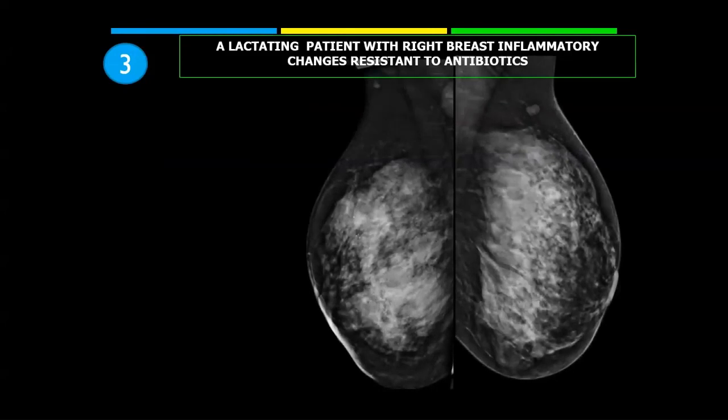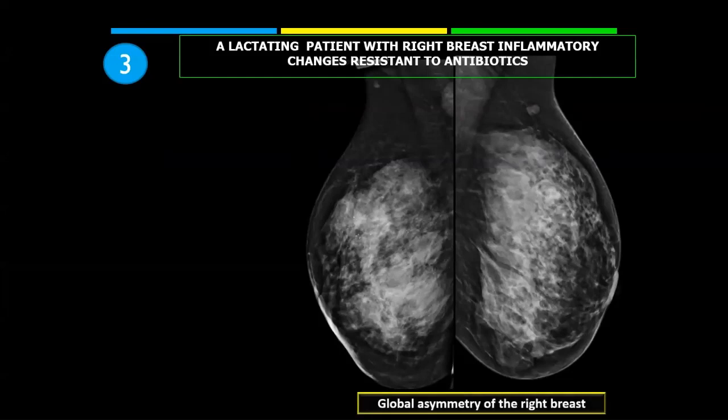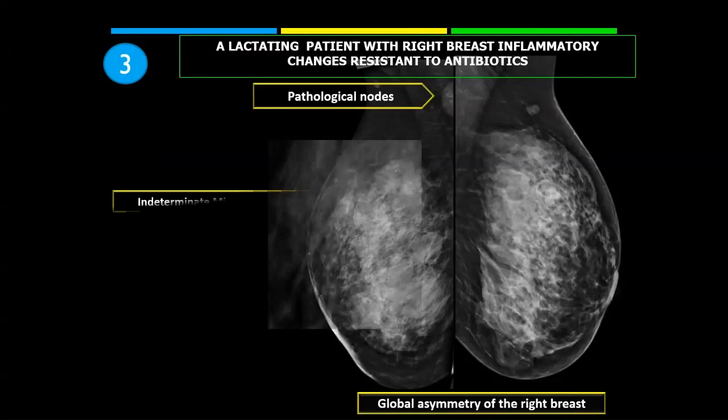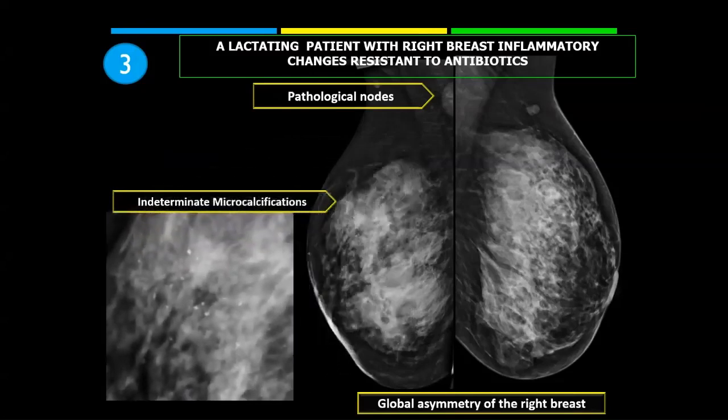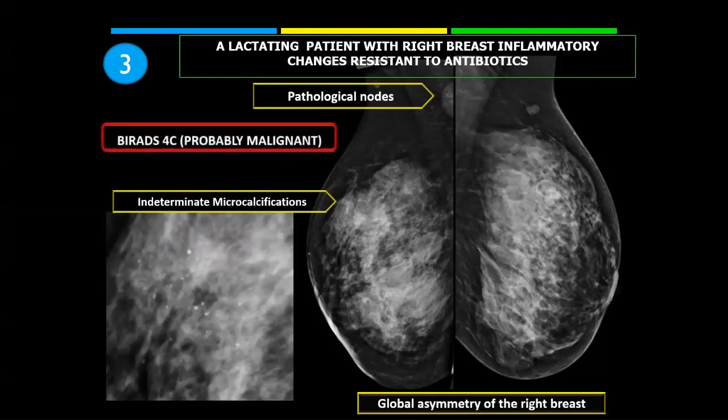Case number 3 is a lactating patient with right breast inflammatory changes that were resistant to antibiotic therapy. This was her mammogram. She had a global asymmetry of the right breast with pathological axillary lymph nodes, and she had indeterminate microcalcifications in the upper outer quadrant of the right breast. Based on these findings, she was assigned a BI-RADS 4C based on the mammogram.